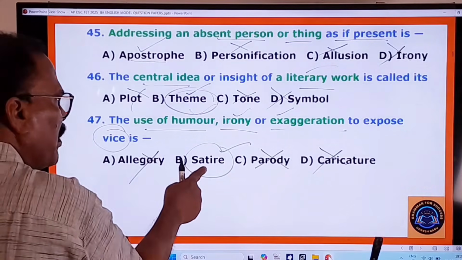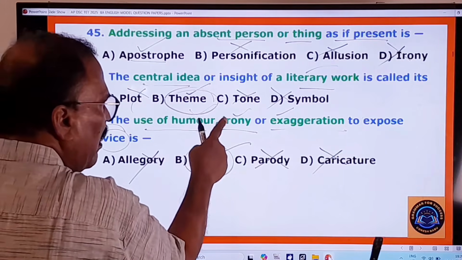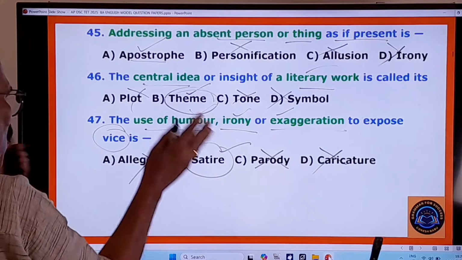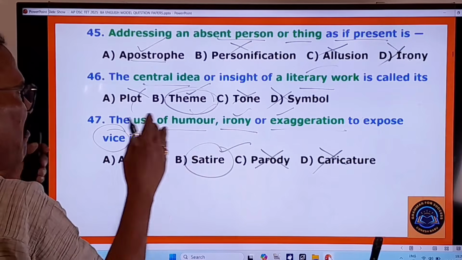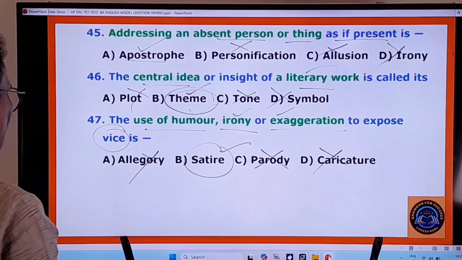In satire, what happens? The writer makes use of humor, makes use of irony, makes use of exaggeration to expose the vice of the people, the vice of the society. Vice means the evil things of the society. And you go to the next question.